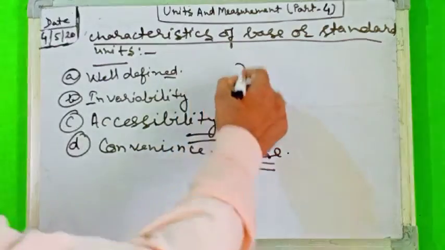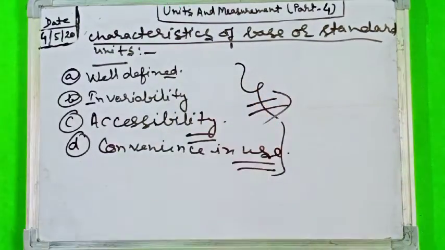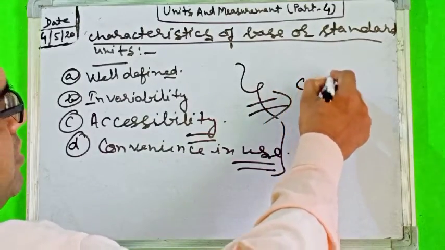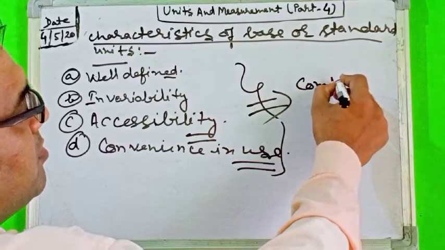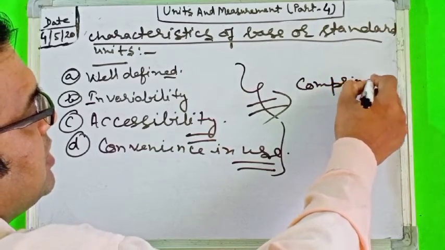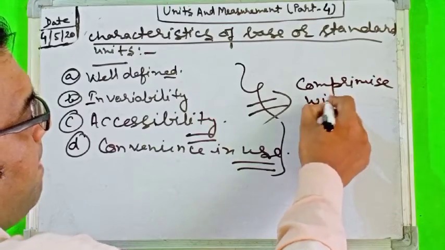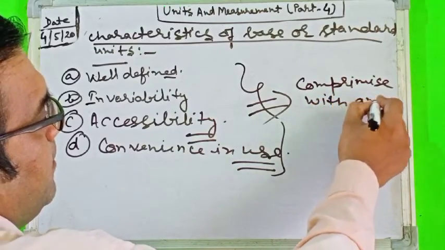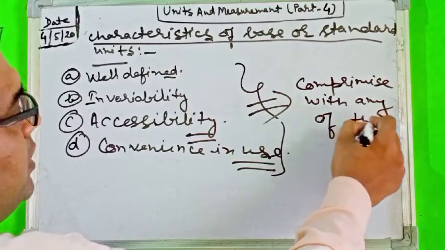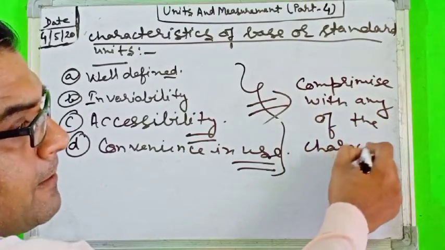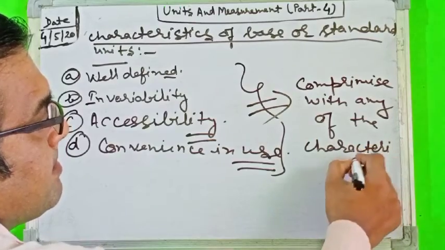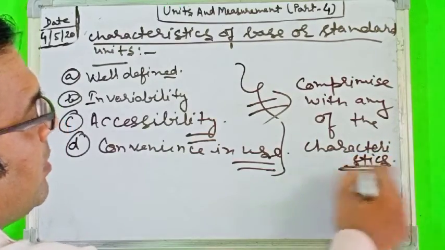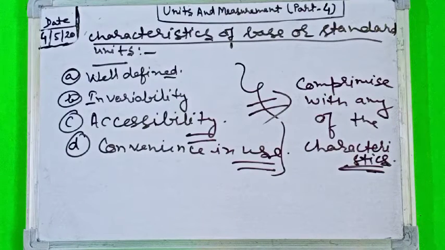It is not possible that any unit has all these characteristics at a time, that all the characteristics are available to any standard unit at the same time. So there must be a compromise with any of the characteristics.